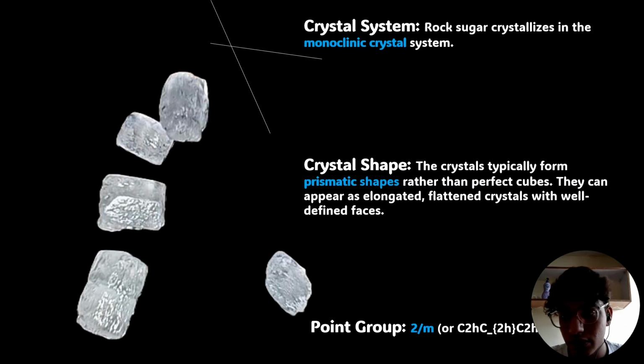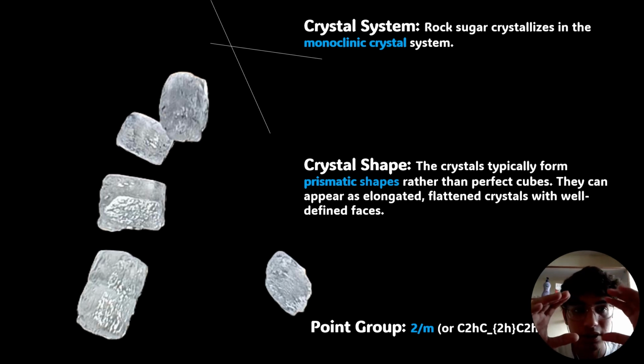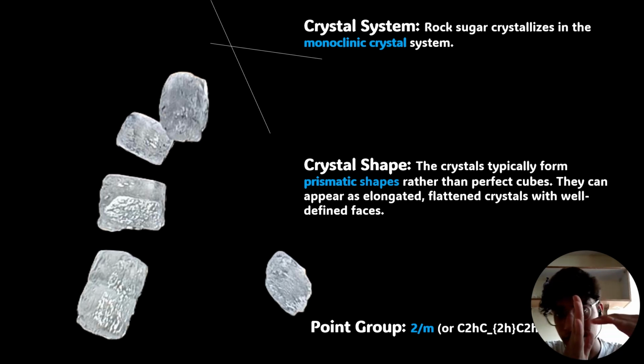Next is the crystal shape. To find the point group, let's discuss the point group 2/m. There are two key symmetry elements to consider: a two-fold rotation and a mirror plane perpendicular to the axis.